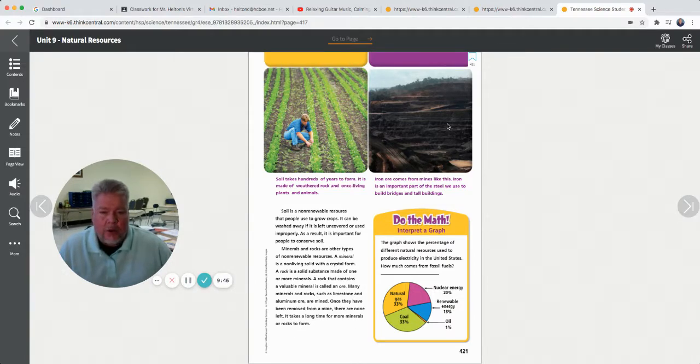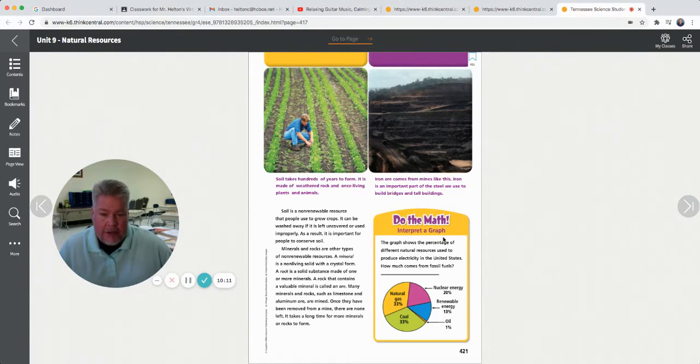So iron ore comes from mines like this. Iron is an important part of the steel we use to build bridges and tall buildings. So there's some mines around us. There's a mine over in Jefferson City you can drive by. There's lots of mines near the mountains, and they mine for different minerals in those mines. They dig and dig and dig and try to mine these, and they'll collect them and they'll use them to build different things.